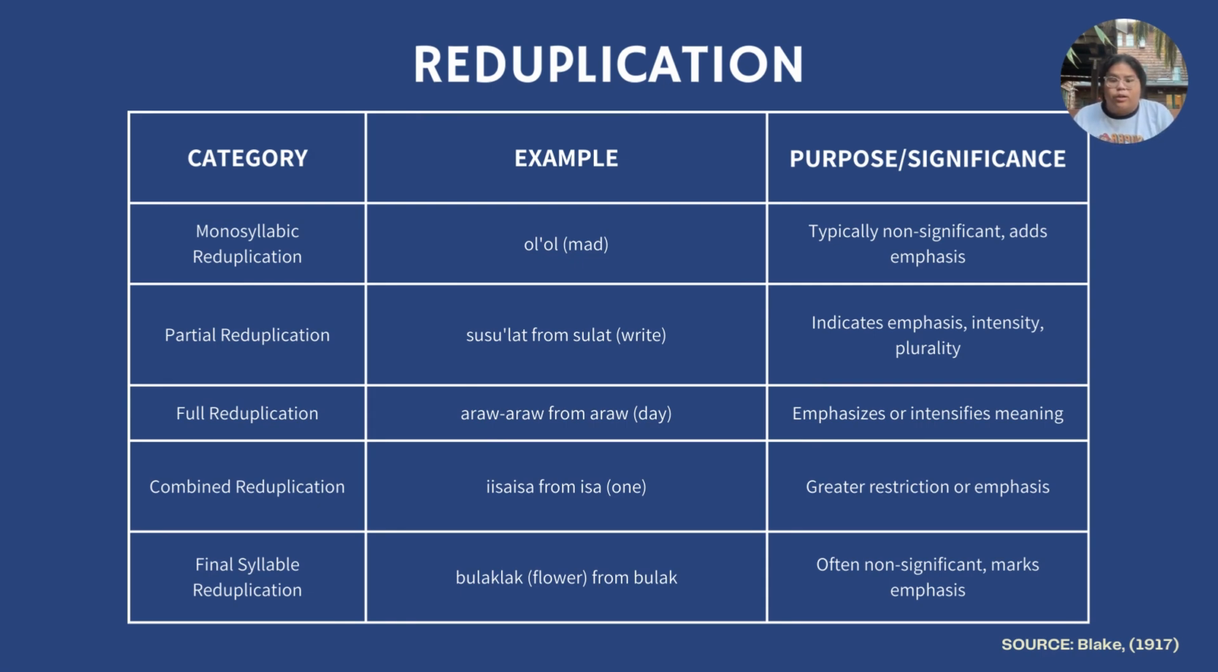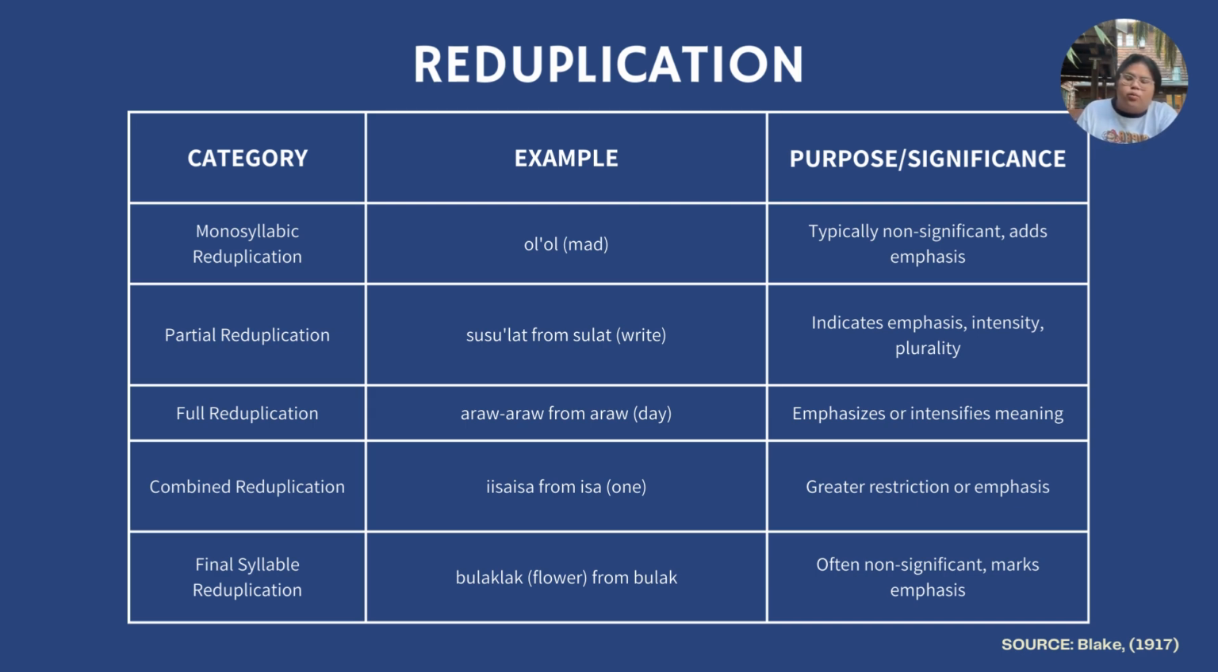So here are some examples. For the first category, we have monosyllabic reduplication, and an example of that is olol, and it's honestly non-significant, but it adds emphasis to the meaning. And then we have partial reduplication, such as seen in susulat, derived from the word sulat, which means write, and indicates emphasis, intensity, and plurality. So we have another category, which is the full reduplication, such as araw-araw from the word araw, day, that emphasizes or intensifies the meaning, again, translating to everyday.